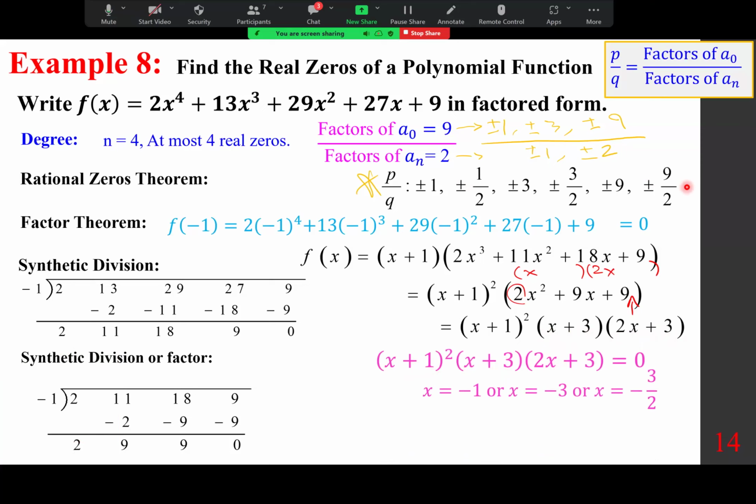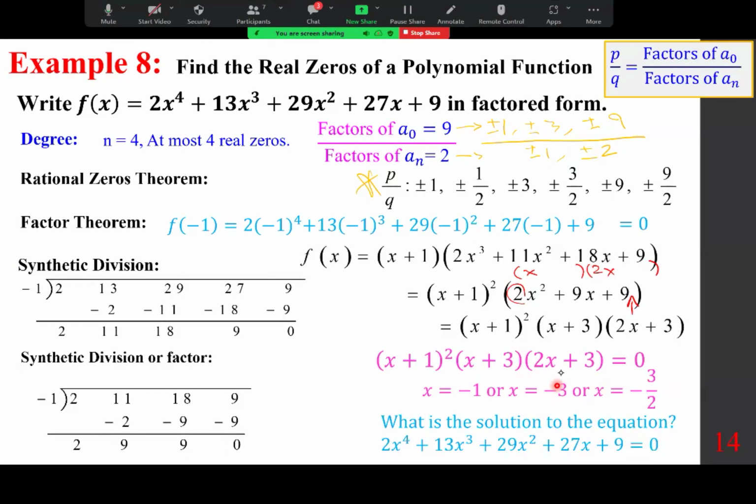But this last part, the quadratic function, makes it easier to evaluate. Now, what is the solution to the equation 2x to the power of 4 plus 13x cubed plus 29x squared plus 27x plus 9 equal to 0? The same. That's really the meaning of all of those. The answer is the same, everybody.